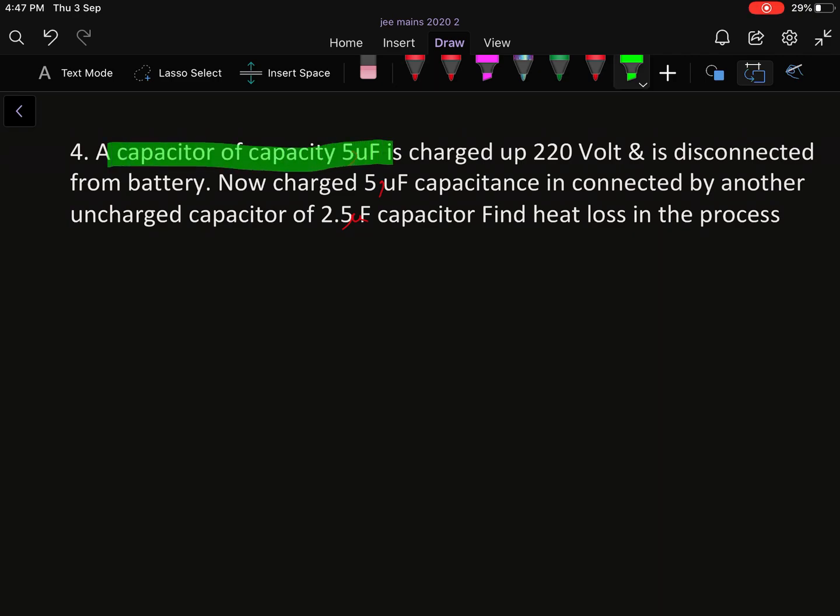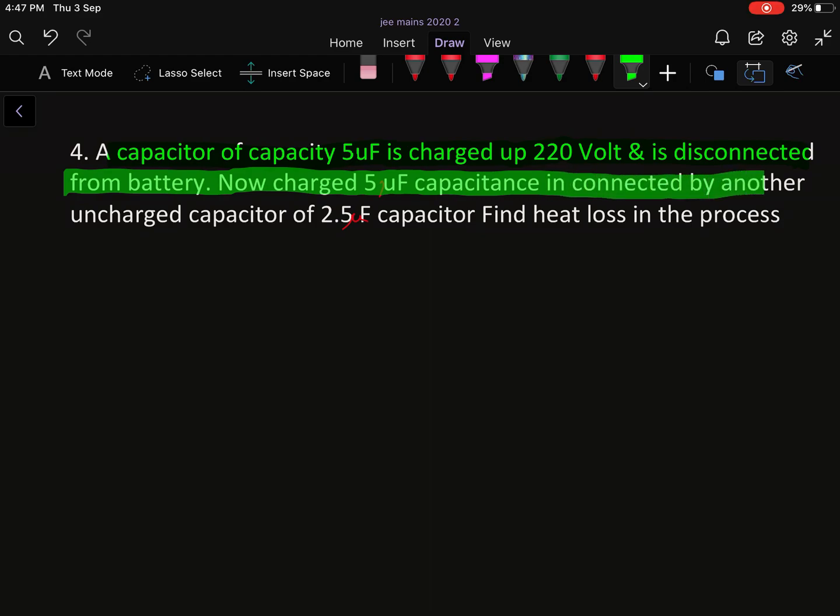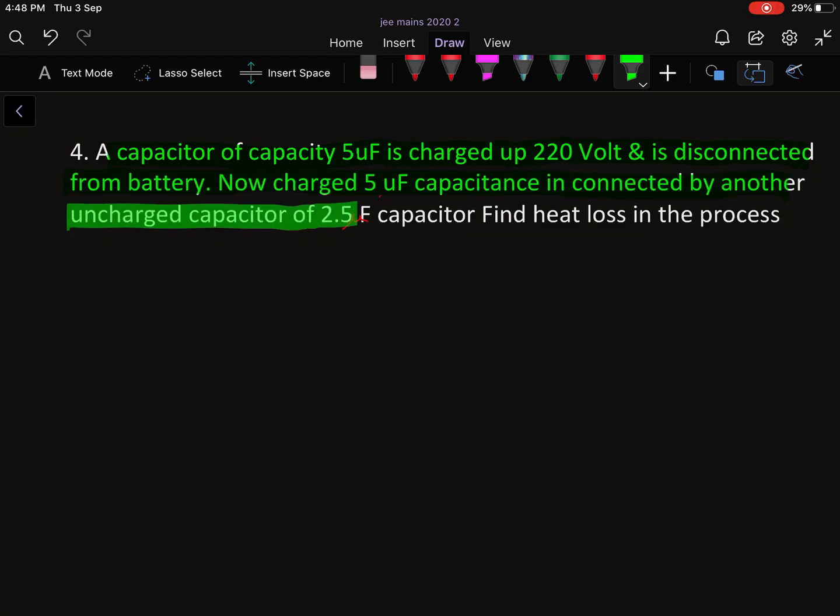A capacitor of capacity 5 microfarad is charged up to 220 volt and is disconnected from the battery. Now the charged 5 microfarad capacitor is connected to another uncharged capacitor of 2.5 microfarad. Find the heat loss in the process.